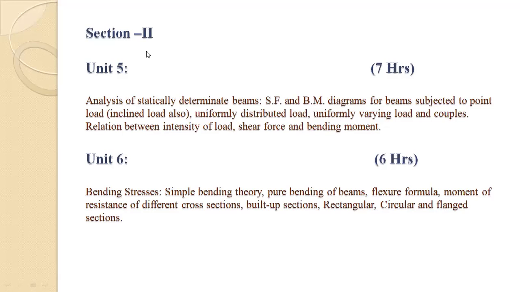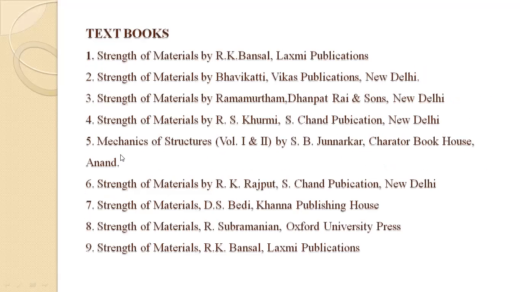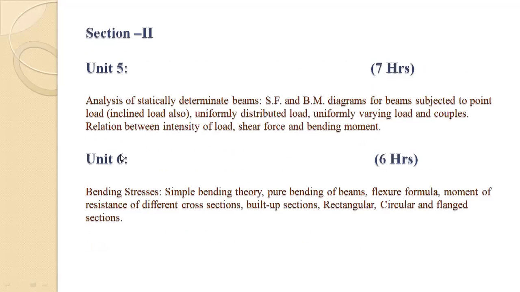Now we will continue the syllabus discussion for section two. In section two, there are 4 units: unit 5, 6, 7, and 8. We will discuss unit number 5, which is analysis of statically determinate beam.